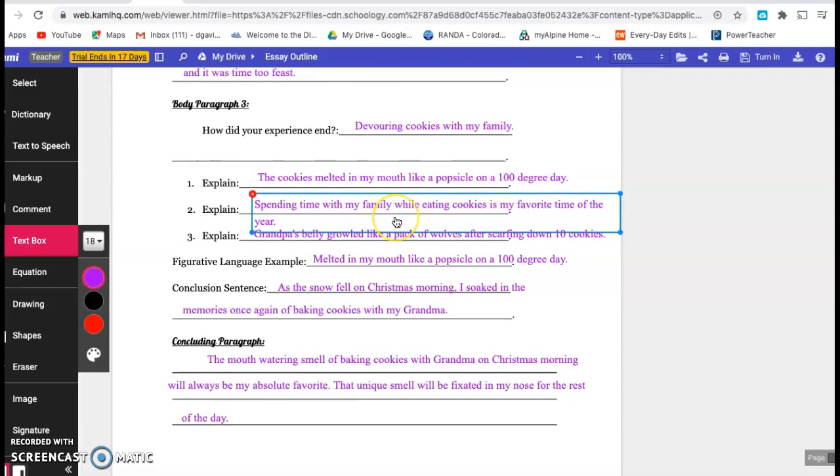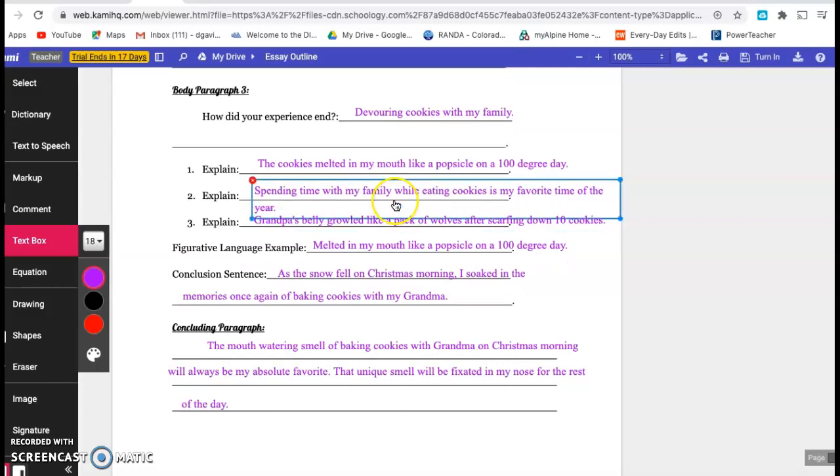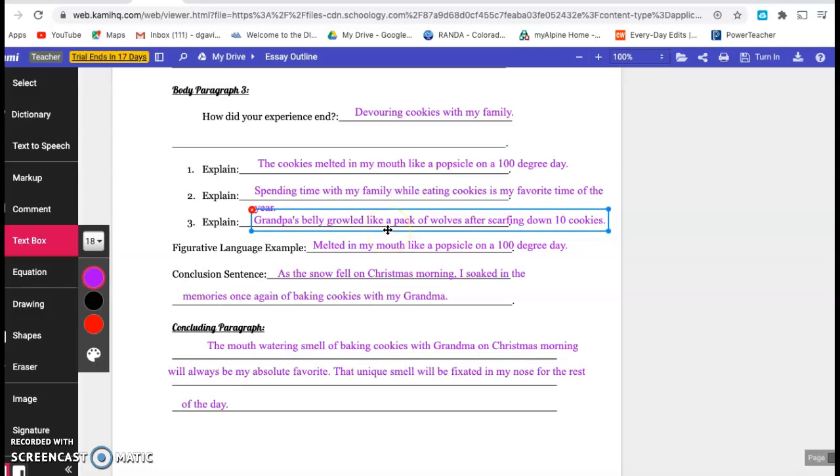Spending time with my family while eating cookies is my favorite time of the year. I'm going to write a sentence about how it's my favorite time during Christmas, making cookies and spending time with my family. And then I'm going to talk about my grandpa, because I mentioned him earlier in the story. Grandpa's belly growled like a pack of wolves after scarfing down 10 cookies.